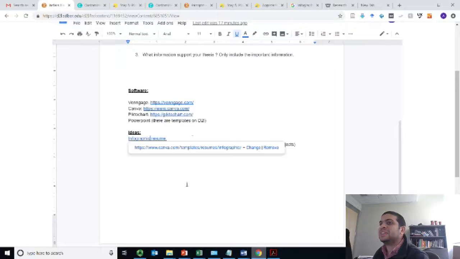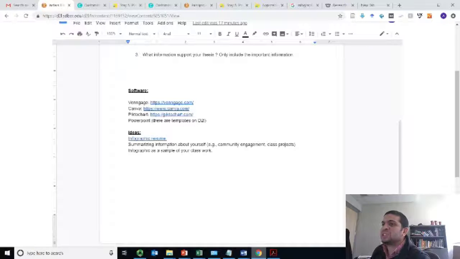Okay. The other ideas could be summarizing information about yourself. Maybe you have a lot of community engagement activities and you want to summarize that in a graphical form. Or you have a lot of class projects and you want to also talk about those in the form of a graphic as well, of a picture.